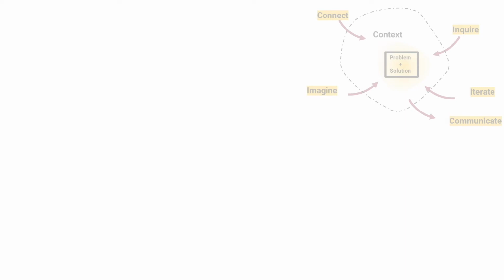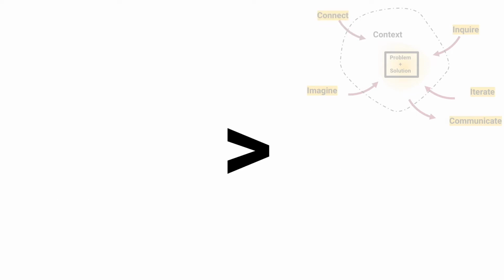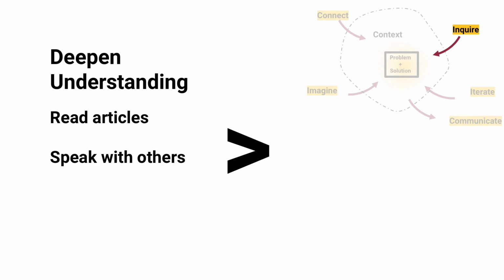One way is by building connections. We could connect to the context by building relationships and identifying common goals, both with students and the school community. We could also deepen our understanding of the problem space itself. For example, we could look at articles about teaching math or child development, or we could speak to a more experienced teacher in the school. We could also try and understand what children already know, maybe by giving them a pretest.